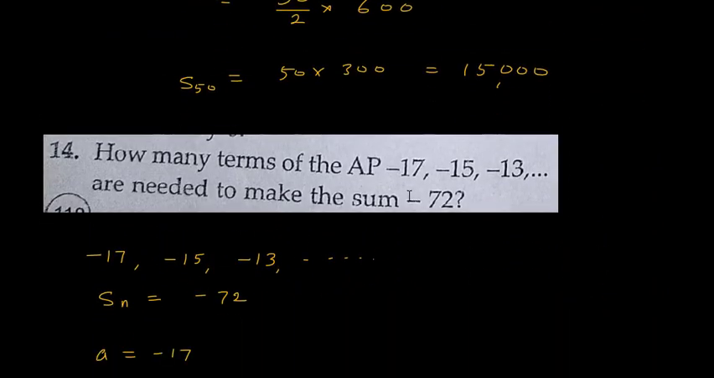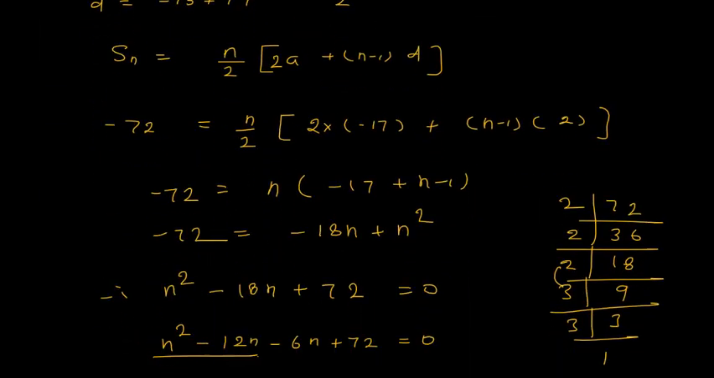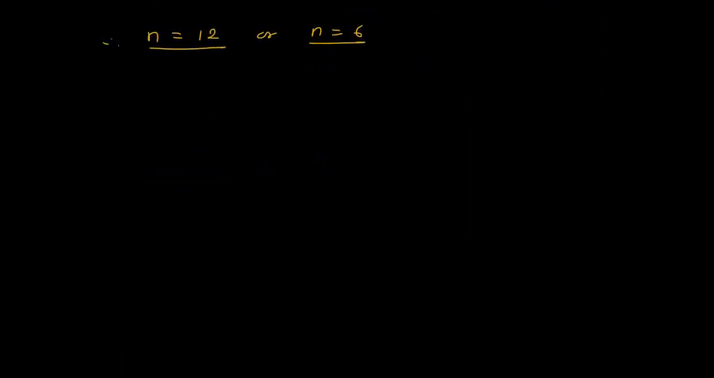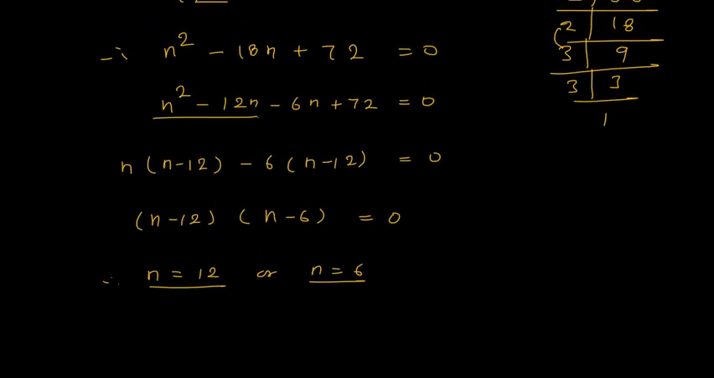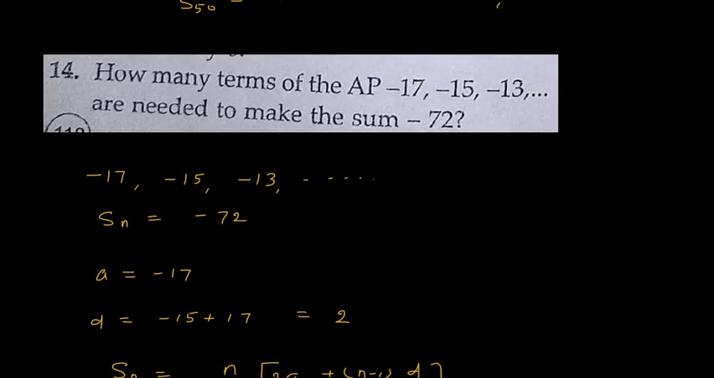How many terms of the AP are needed to make the sum minus 72? So here I will say that 12 terms or 6 terms will make the sum as minus 72. Okay, so n is 12 or n is 6. So theoretically you can write the answer.